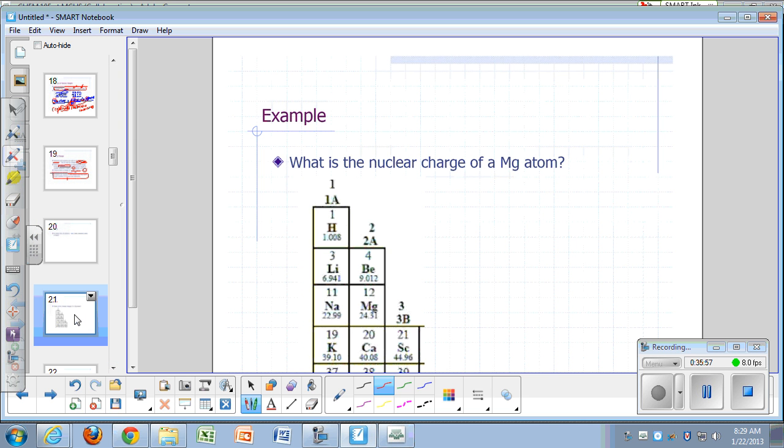All right. What's the nuclear charge of a magnesium atom? What do we mean by nuclear charge? That's the charge of the nucleus of a magnesium atom. And here's magnesium right here on your periodic table. What's the answer to this? How many protons in a magnesium atom?